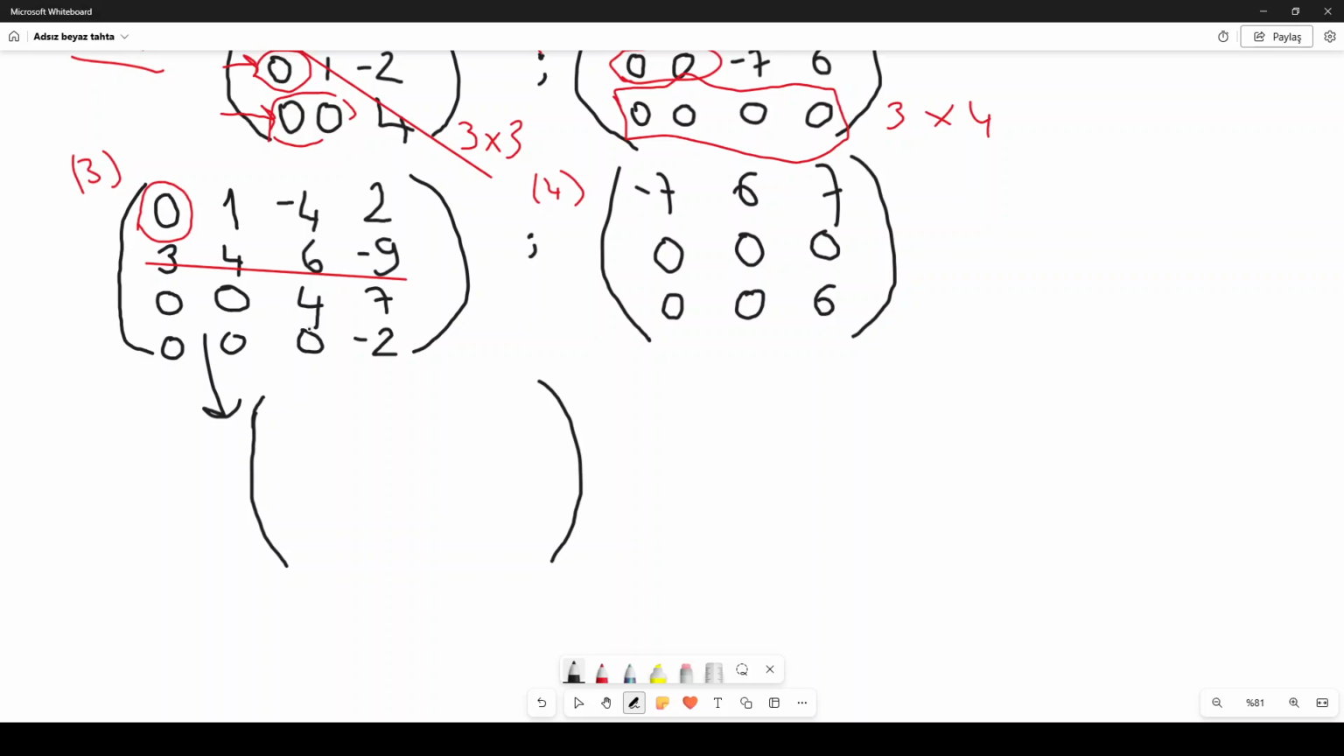So in the third matrix, by simply swapping the first row and second row, without changing the solution set, if of course this matrix represents a system of linear equations, what we get is 0 1 minus 4 2, and I don't do anything on the other rows. In the third row or the fourth row, we don't perform any operation. I just write them as they are.